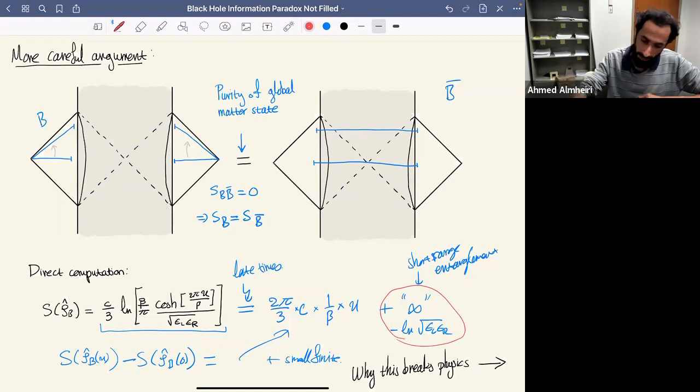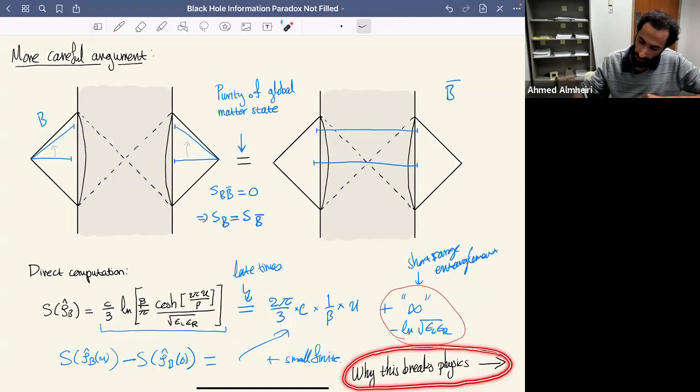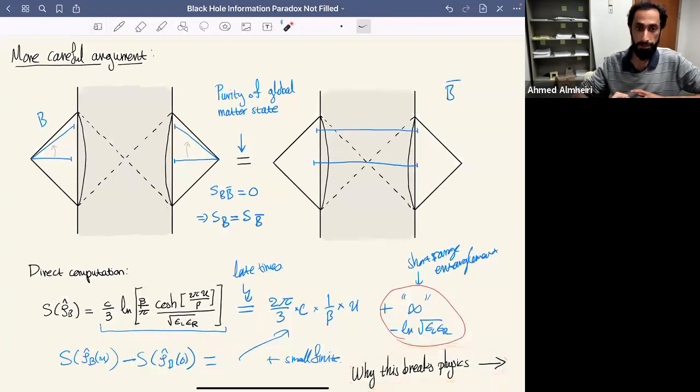So that's the answer. Next, let me talk about how this very innocent looking result breaks physics. Okay, so no questions. Let's go to the big stuff.